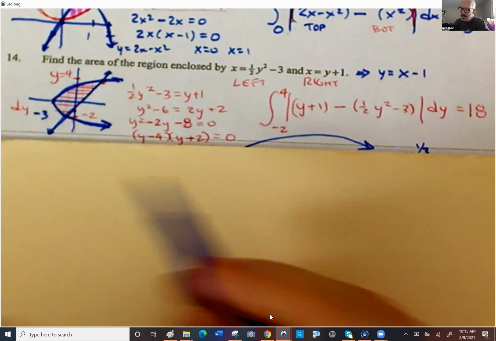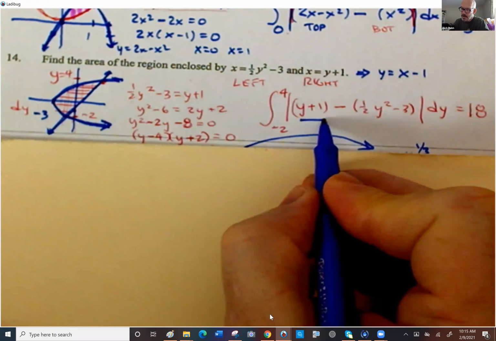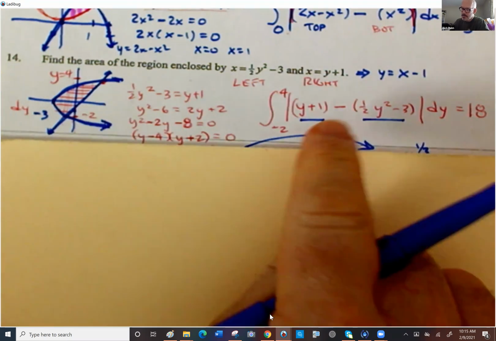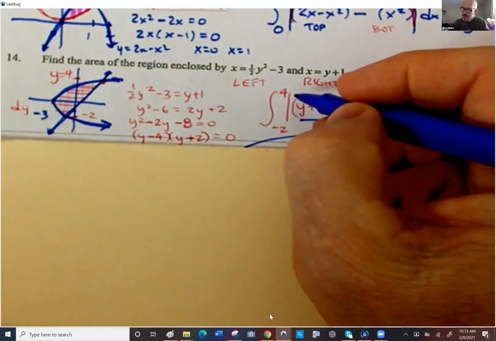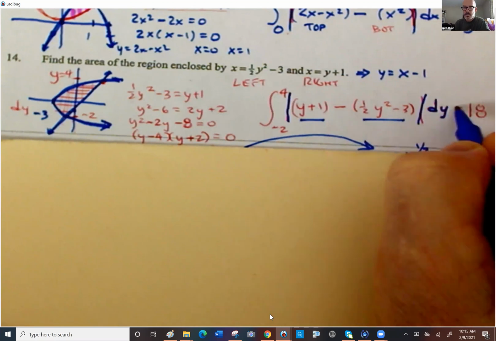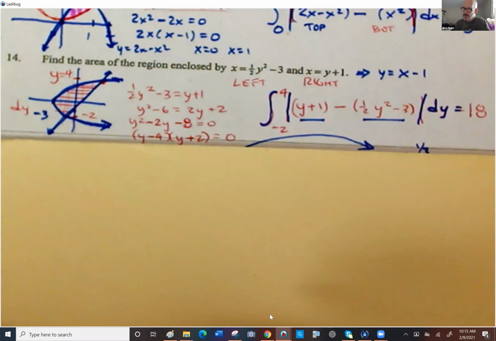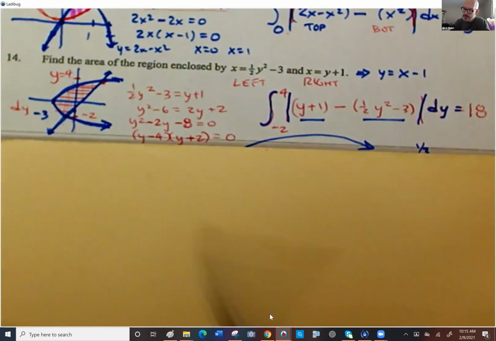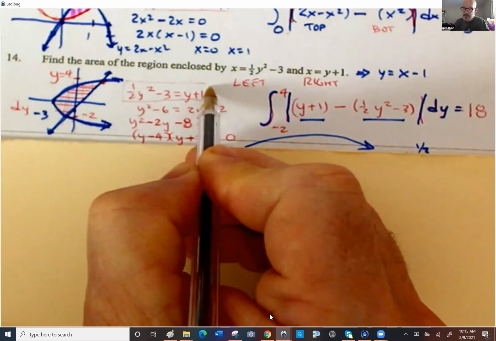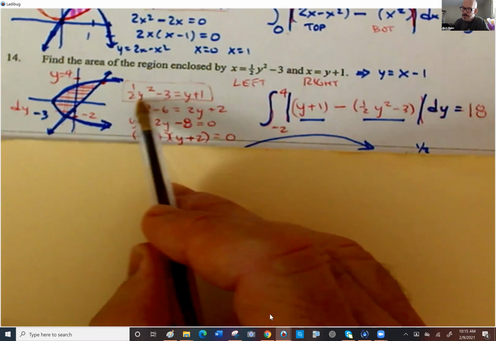And so you can see the right function is the linear function. The left function is this parabolic function. So we have a right minus left with our absolute value and with respect to y. We also need to find our boundaries. We do that by setting these two equal to each other. Okay, and this very well could be a non-calculator problem. So make sure that you're able to do this algebra step.